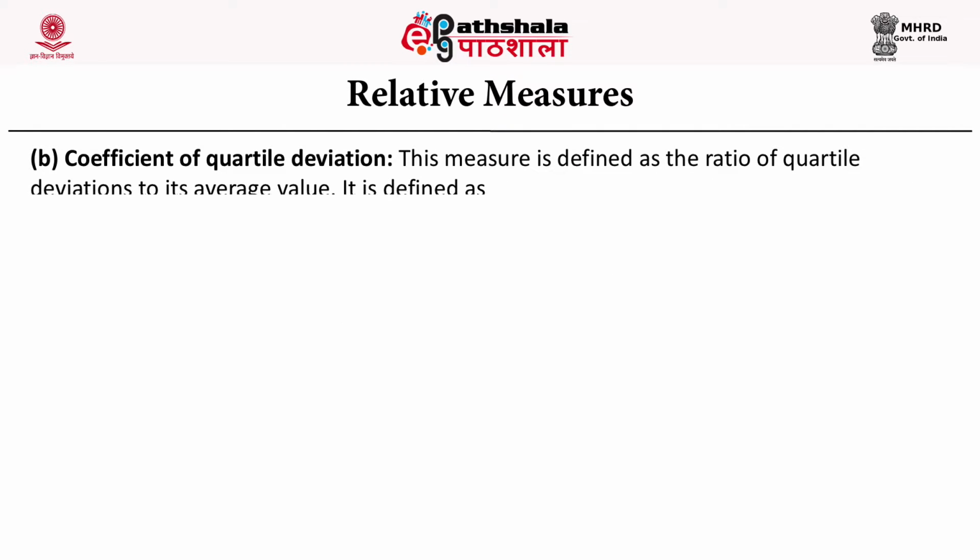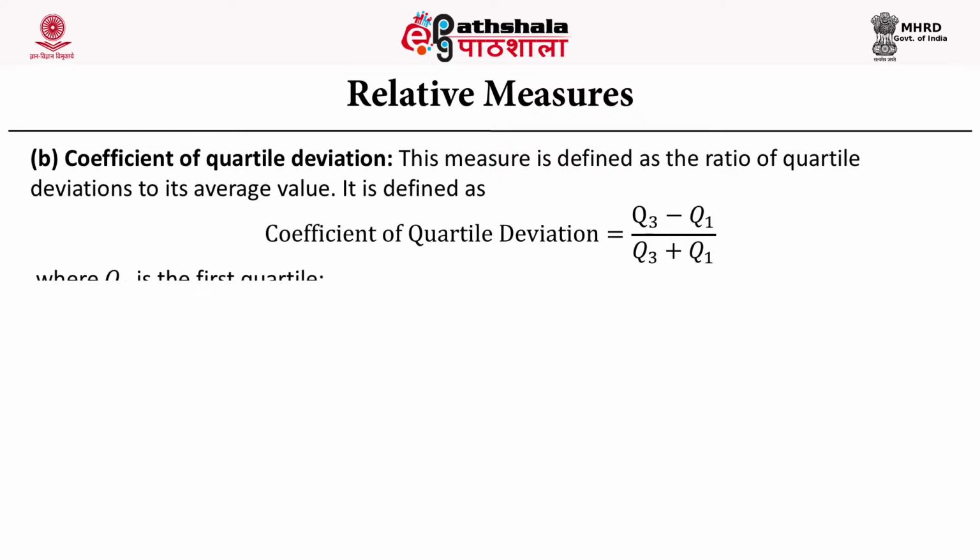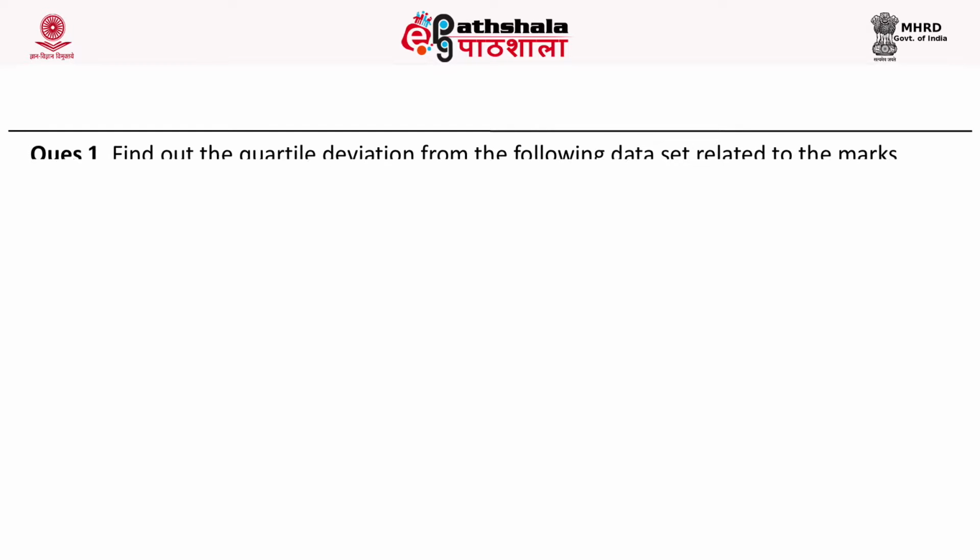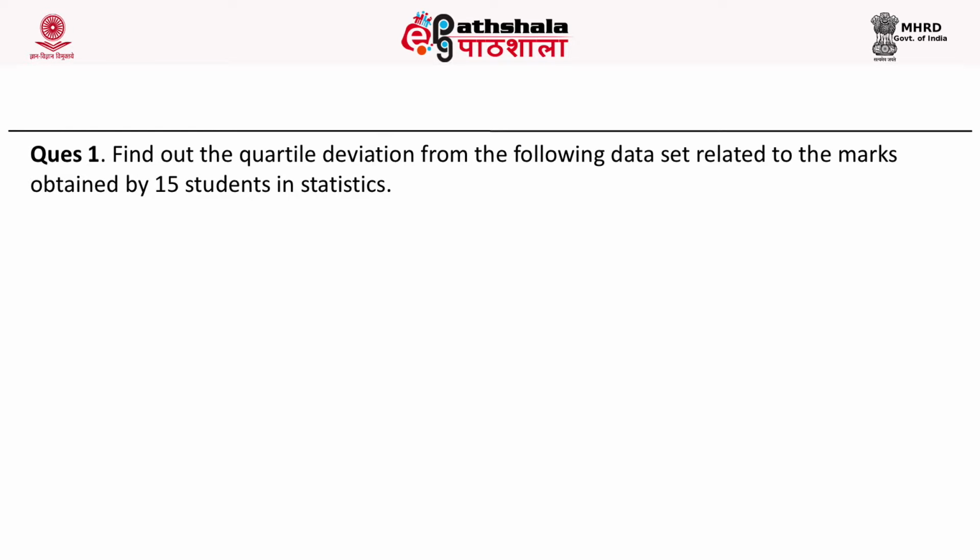Now, the second measure of relative dispersion is the coefficient of quartile deviation. This measure is defined as the ratio of quartile deviation to its average value. It is defined as coefficient of quartile deviation equal to (Q3 minus Q1) divided by (Q3 plus Q1), where Q1 is the first quartile and Q3 is the third quartile. We already discussed the definition of quartile in our previous module, so one can refer to it if they have some confusion about the definition of quartiles.